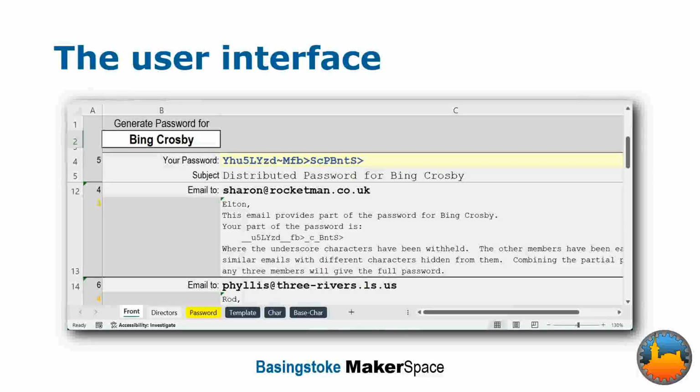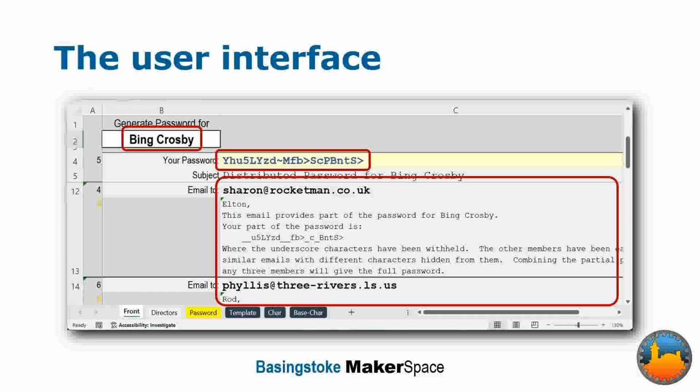This is the type of front end we're aiming to end up with. The user selects their own name from the list of trusted people, and the spreadsheet automatically delivers both a random password and a set of email messages to send partial passwords to each of the other trusted members. Any 3 of the members will then have the whole password.